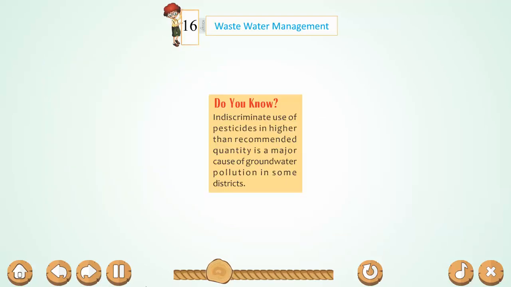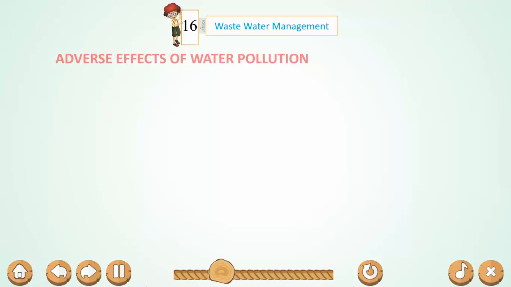Do you know? Indiscriminate use of pesticide in higher than recommended quantity is a major cause of groundwater pollution in some districts. Adverse effects of water pollution.